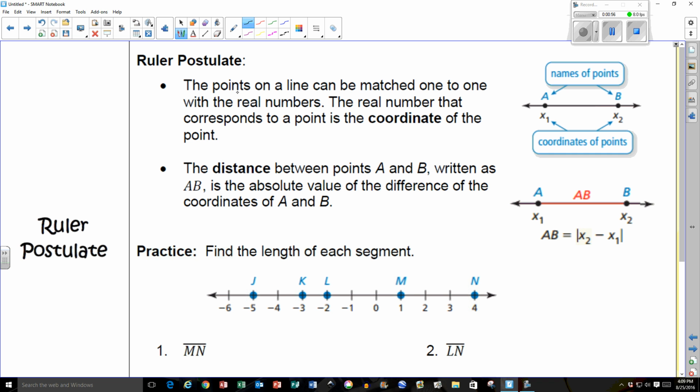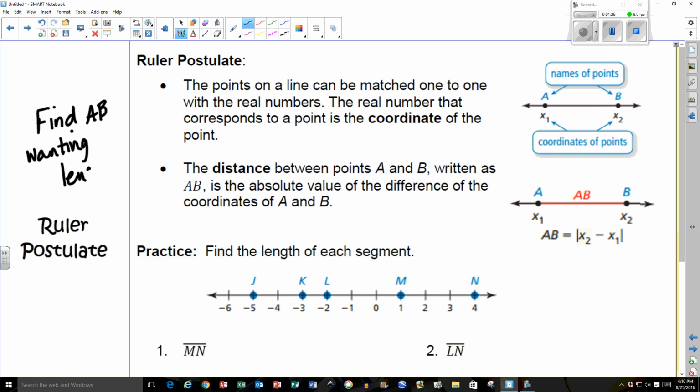The ruler postulate states the points on a line can be matched 1 to 1 with real numbers. So this would be the first point, this would be the second point. The real number that corresponds to it is the coordinate of that point. The distance between 2 points, A and B, written as AB. So if you see something that says find AB, they're wanting the length. So make sure you know this.